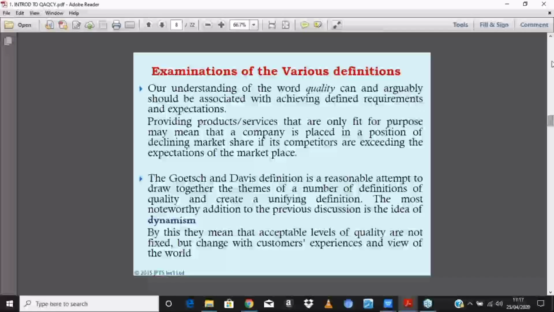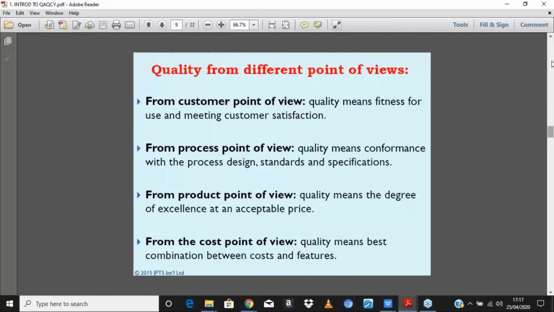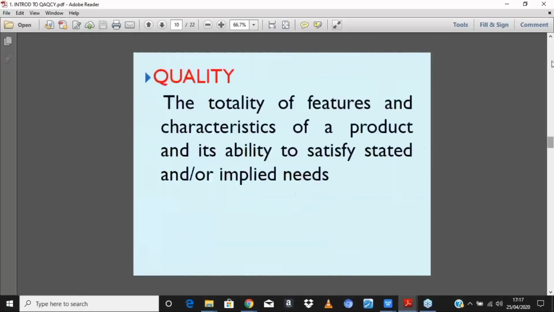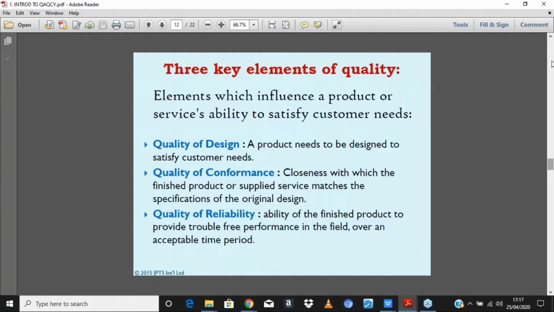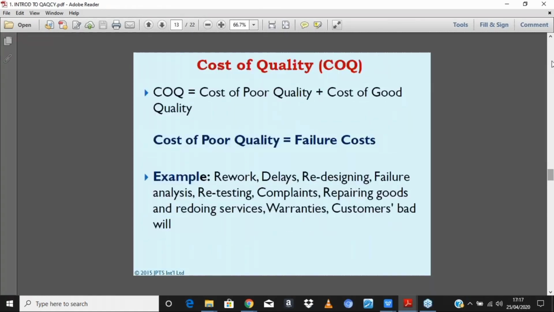Then we also talked about quality from the customer point of view, process point of view, product and cost. Then we looked at the dimensions of quality in terms of product and the dimensions of quality in terms of services. Then we looked at the cost of quality, and we said cost of quality is equal to cost of poor quality plus cost of good quality.